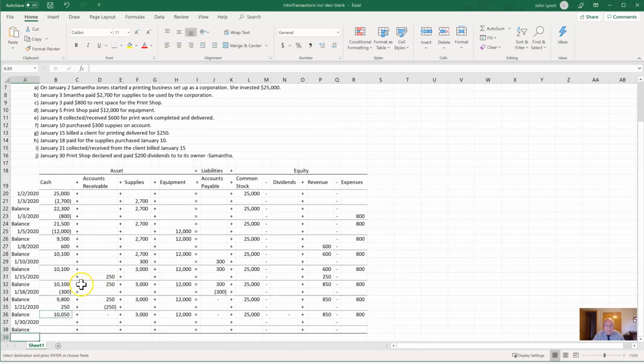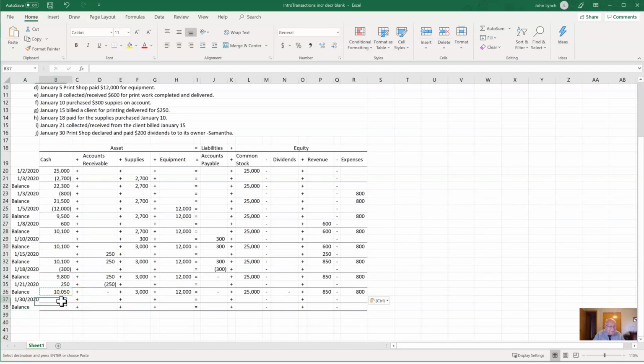Here we go. Hit the wrong key there, sorry. Okay, 30th, paid dividends of $200. This means we paid Samantha $200 for dividends. So since it's paid, that's a minus 200, and our dividends will be increased by $200. Okay, so equal to add these up again.